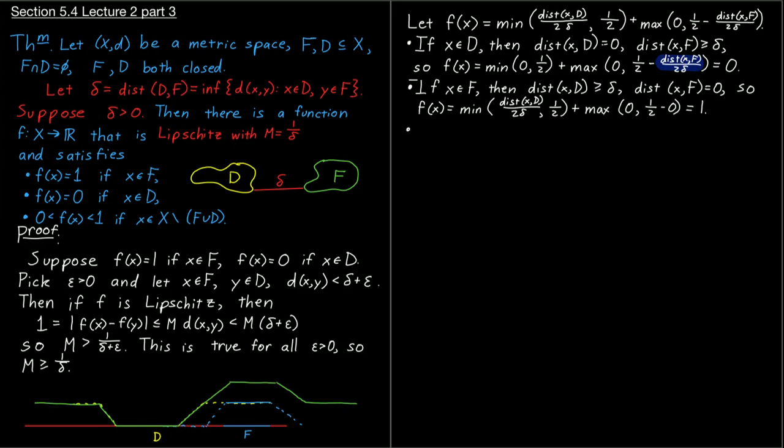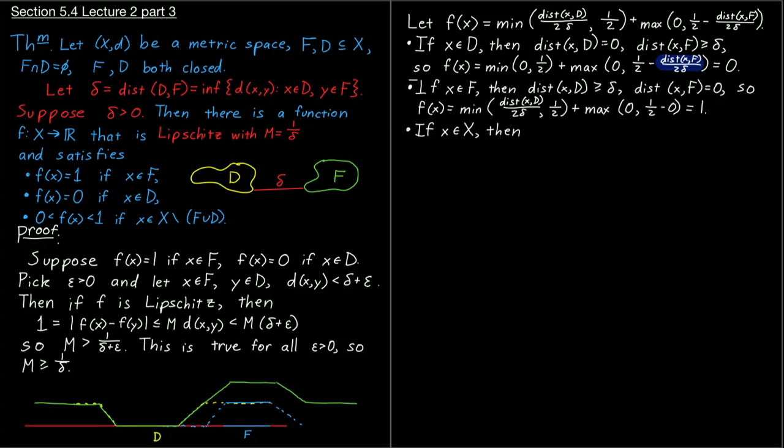We're going to notice that if x is in x, then f of x is the sum of 2 things, and both of them are between 0 and a half. The first part is the minimum of something non-negative with 1/2, so that's between 0 and 1/2. The second thing is the maximum of 0 and something that's at most 1/2, so that's at least 0 and at most 1/2.